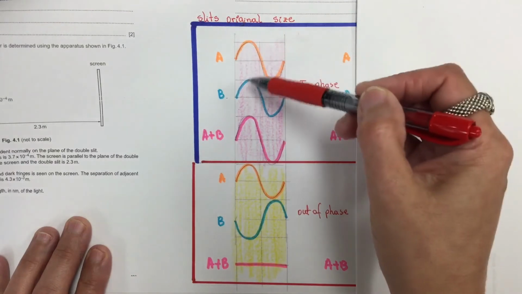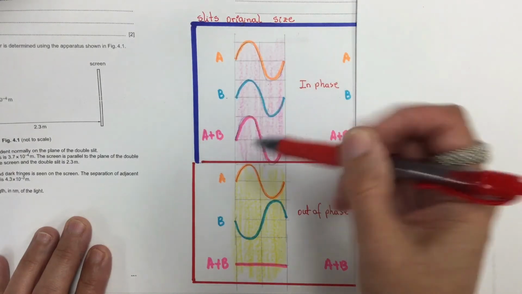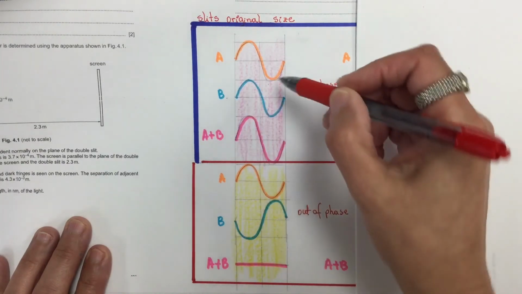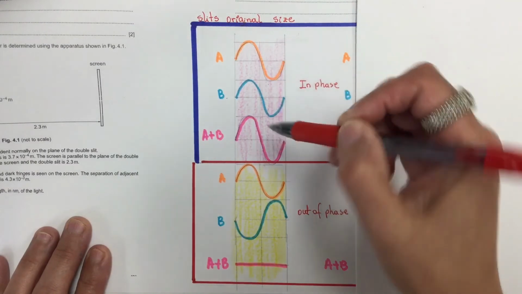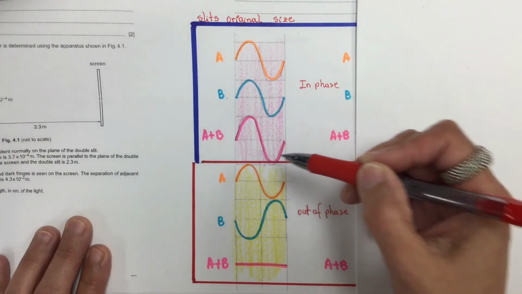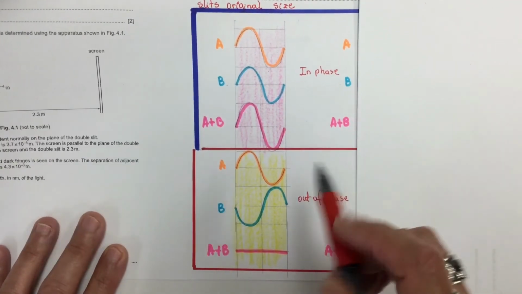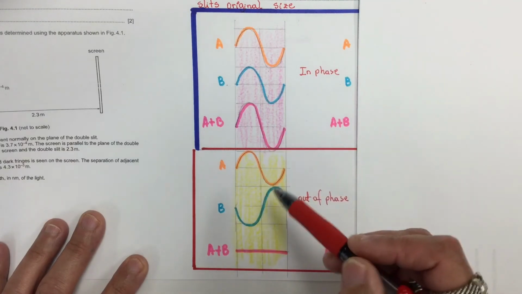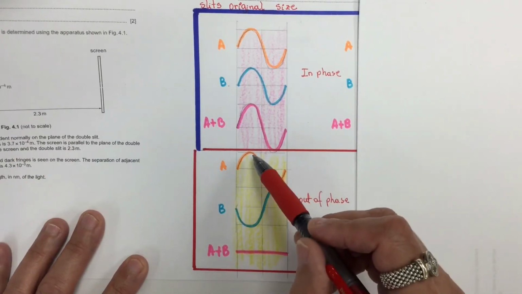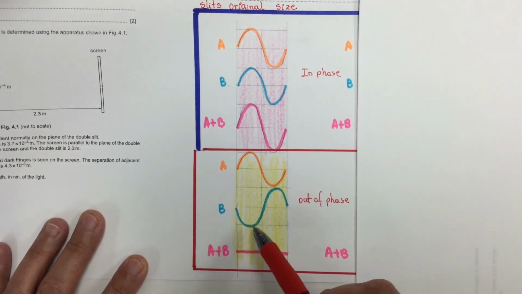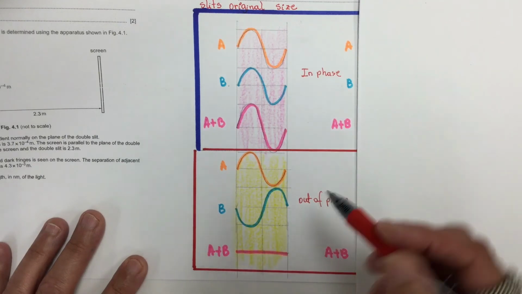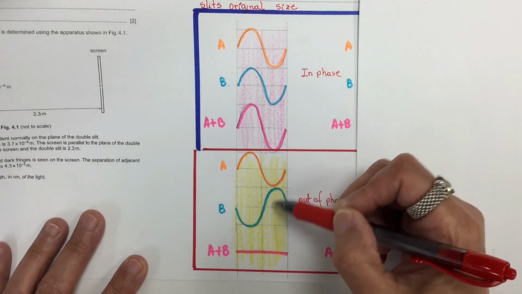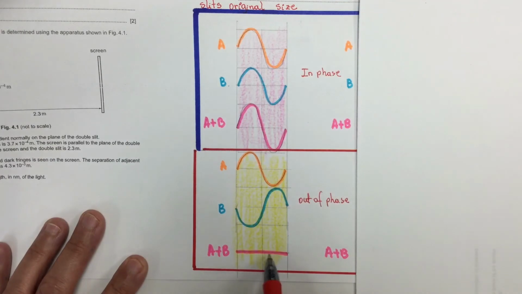So the vertical displacement here is going to be double, and the vertical displacement here will also be double. If those two waves are out of phase, which means that the crest meets with the troughs, because they have the same size, the result will be a flat line. Likewise here, one is negative, one is positive, and we have a flat line.